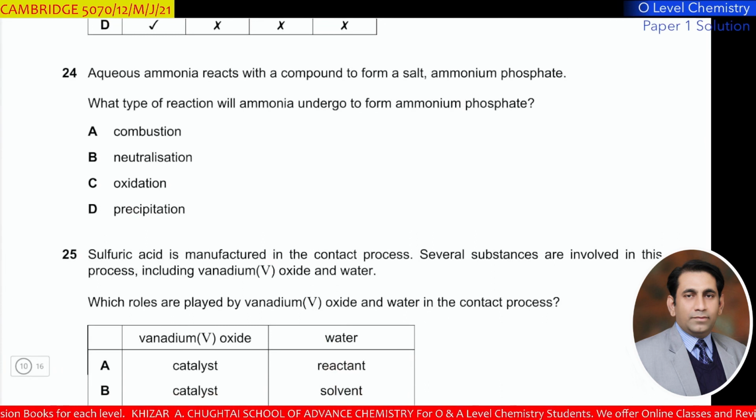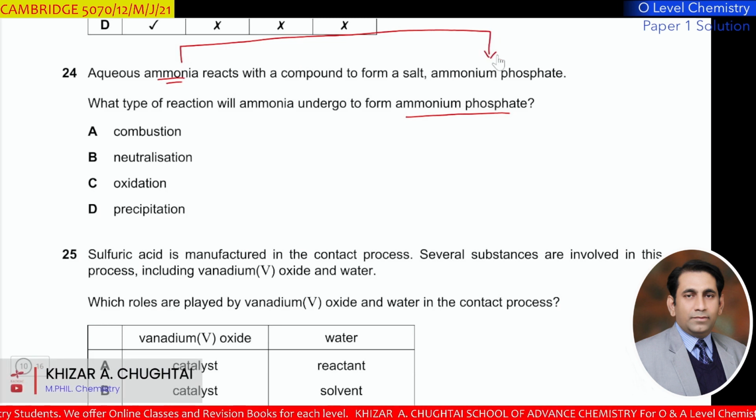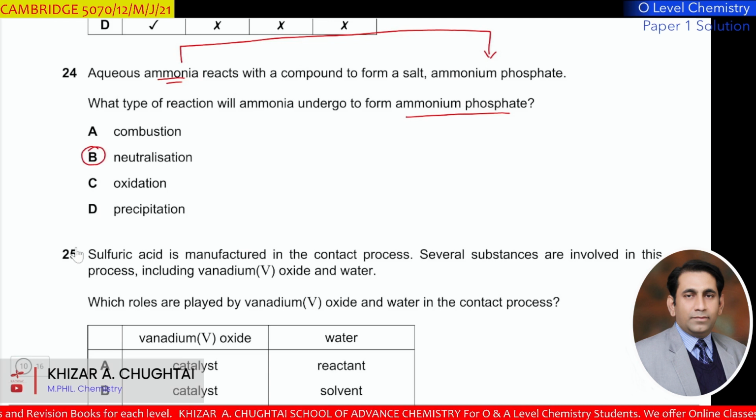Question number 24. Aqueous ammonia reacts with a compound to form a salt, ammonium phosphate. What type of reaction will ammonia undergo to form the ammonium salt? Ammonia is a base. Whenever it is going to make a salt, this reaction is said to be acid-base reaction or acid-base neutralization. So this one is the correct option.